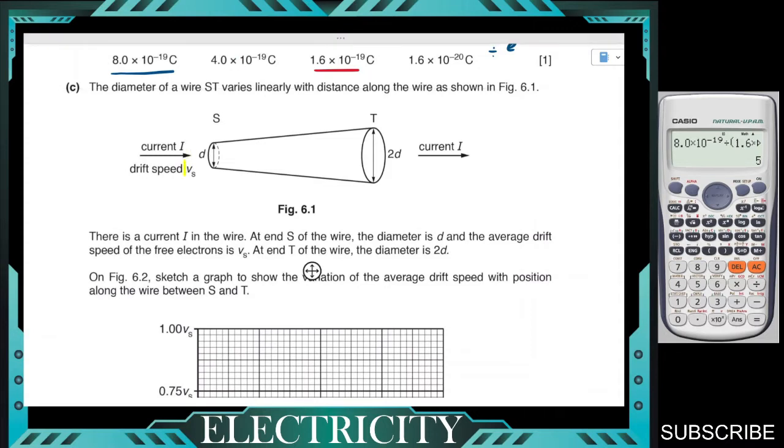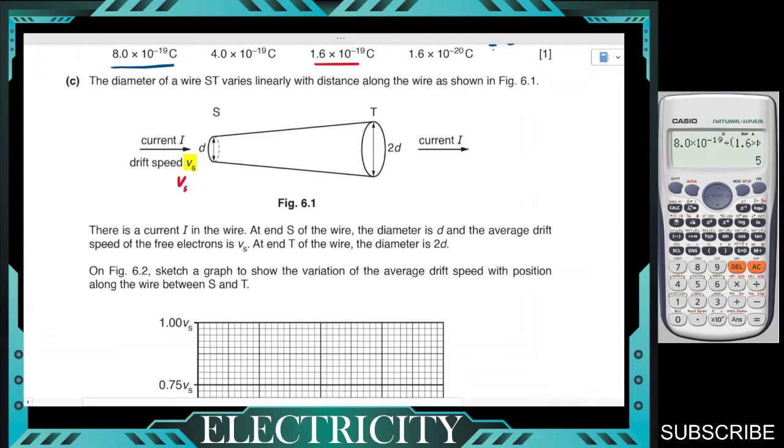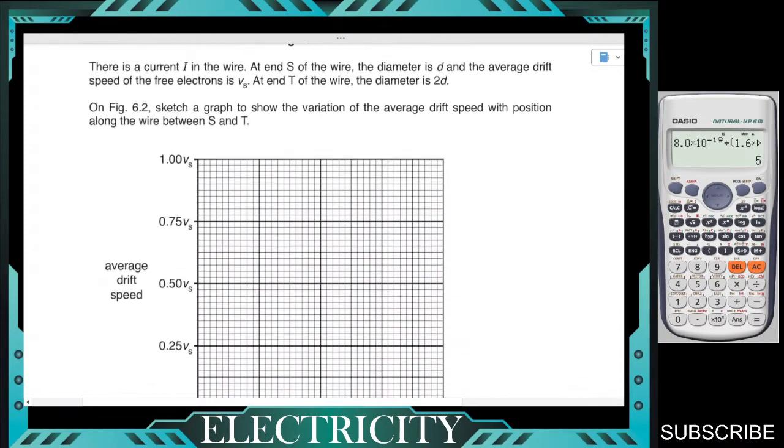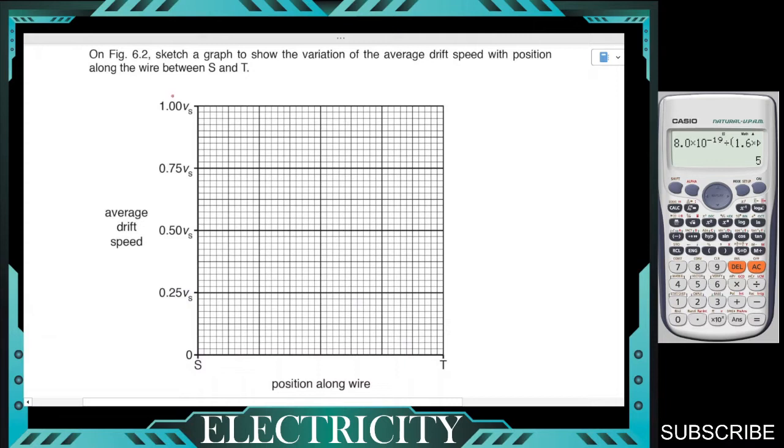Well, we know the drift speed at the point S, at the position S, when the diameter is d. What is the drift speed? It is Vs, V sub S. So that makes things easy for us. So when the position was S, the diameter was d, the drift speed was Vs. So this is the very first point over here. So we have marked the first point.